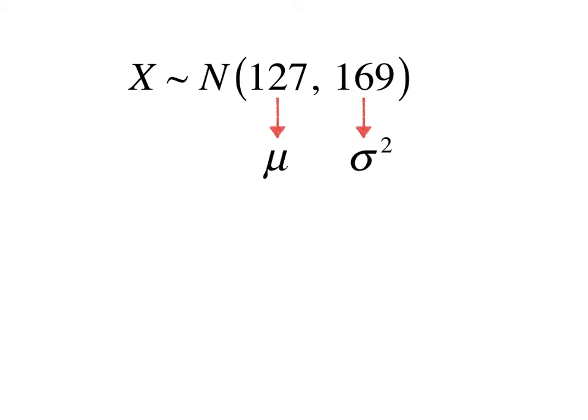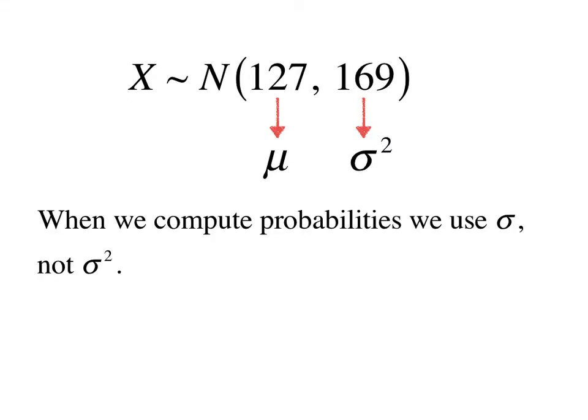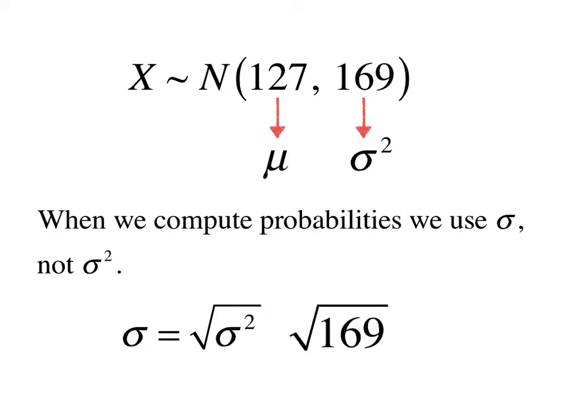Now when we compute probabilities, we use sigma, the standard deviation, not sigma squared. So sigma is nothing more than the square root of sigma squared. So in this case, to find a probability, we would need to take the square root of 169, which is 13. Remember, the second number is always the variance. Doesn't matter what form it's in, it's always the variance, so we always take the square root of it to get the standard deviation, which is what we use when we calculate probabilities.